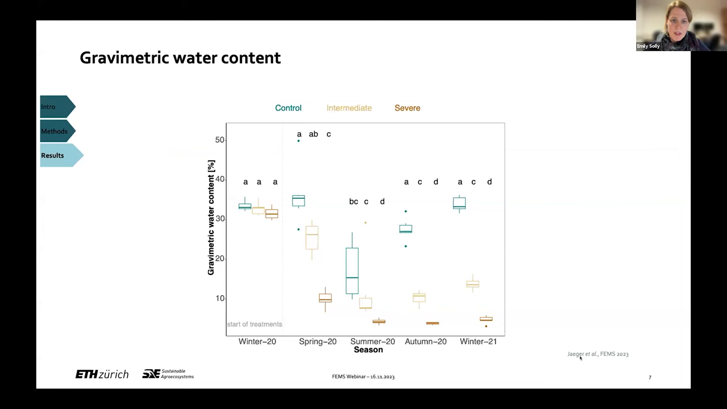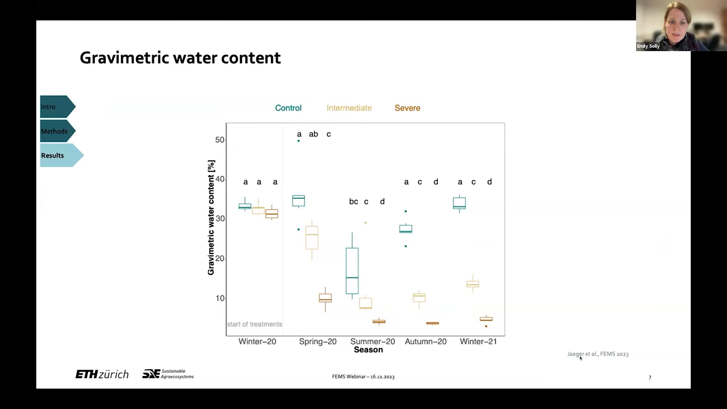As you can see from this graph, we did a very good job with the treatment, so that at the beginning of the experiment, all of the treatments had basically the same gravimetric water content in the soil. And after the start of the irrigation treatments, the amount of water in the soil started to decrease for the water limitation treatments as compared to the control. And we always had the lowest amount of water in the severe water limitation treatment.